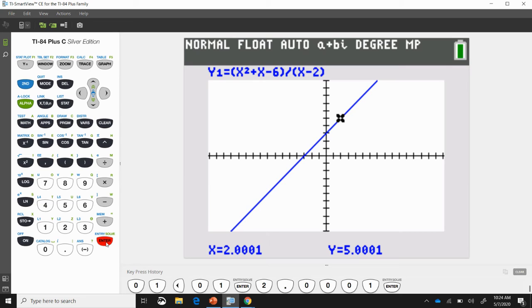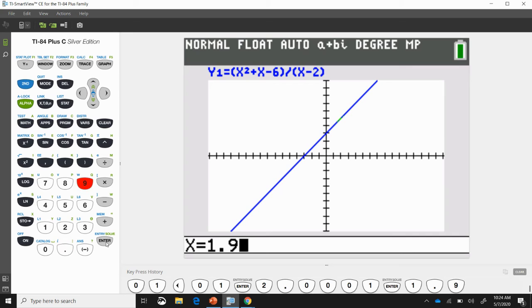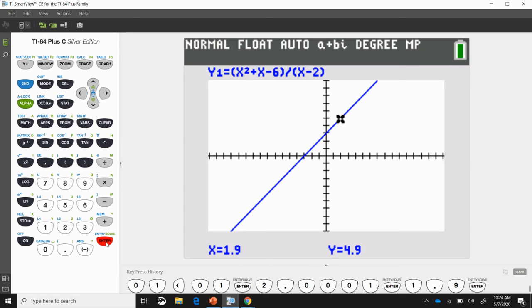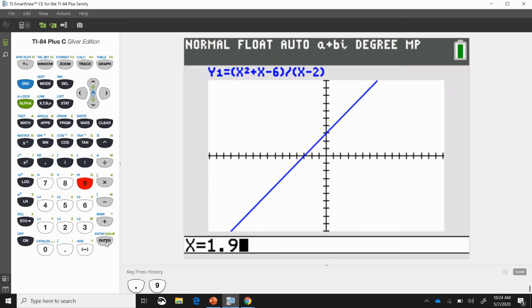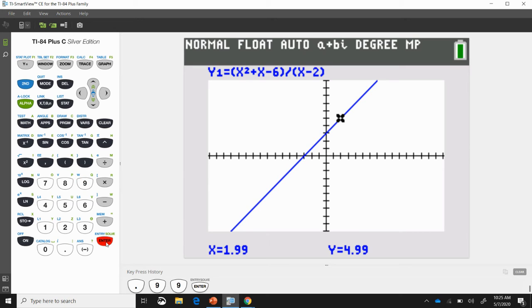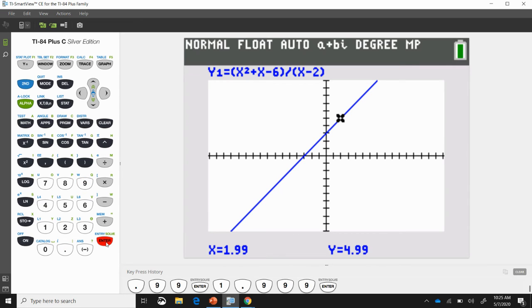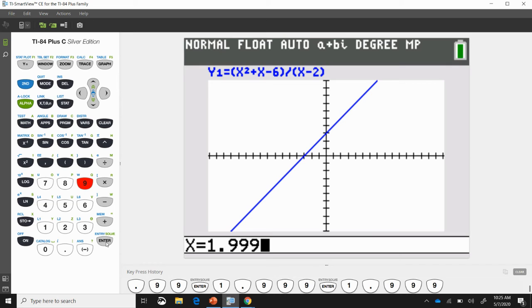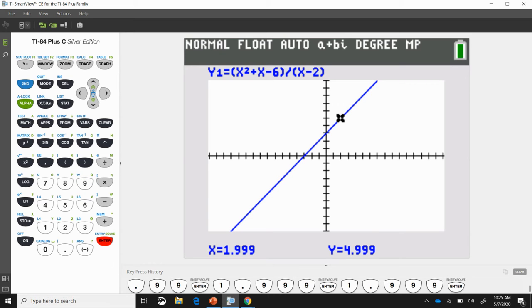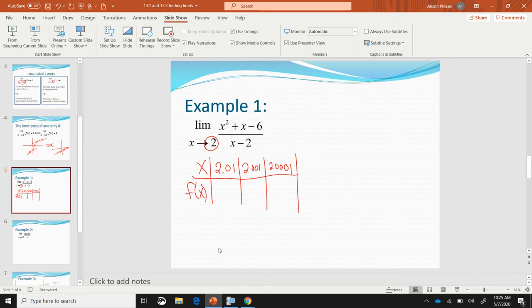But if we were just doing this numerically, if we just had a table, we would also want to try from the left-hand side too. So we would try 1.9 and see that it's 4.9. We try 1.99 and see that it's 4.99, and 1.999 gives 4.999. I think you see the pattern by now. So the limit would equal 5.